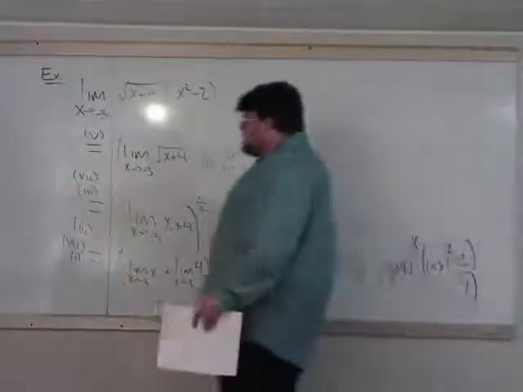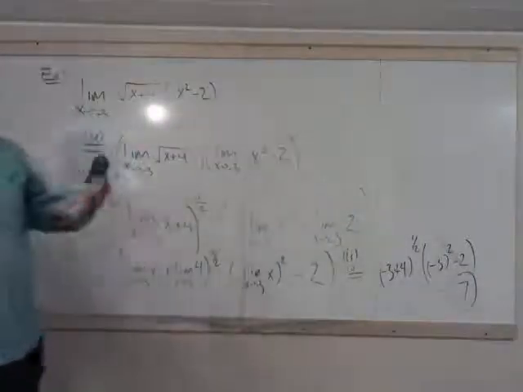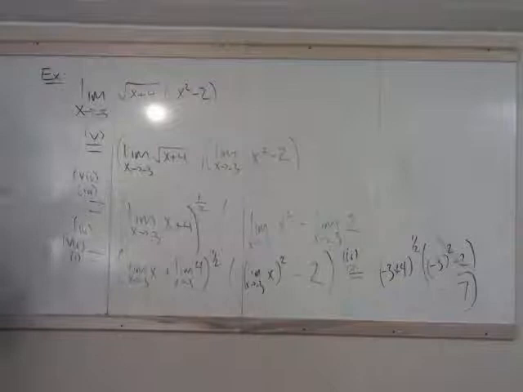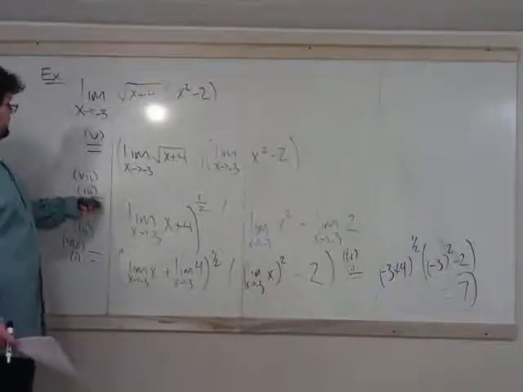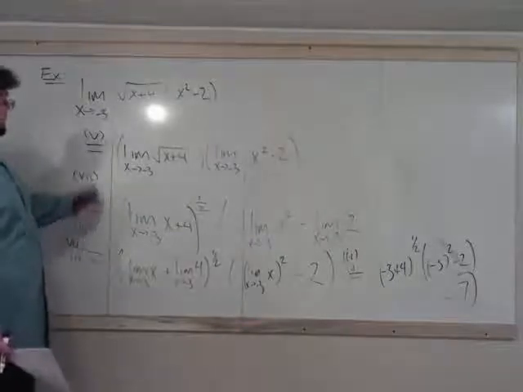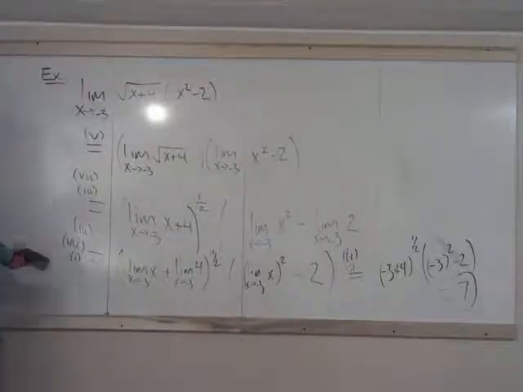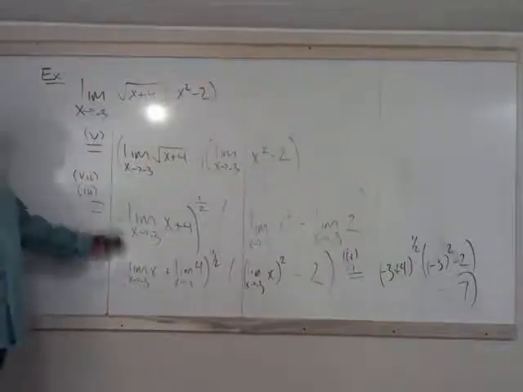Now, take a look at these last two examples. I didn't do one with a quotient. A quotient would follow very similarly to this first step here when we split the product. It would be the same with a quotient, and then you'd go through similar steps to this.